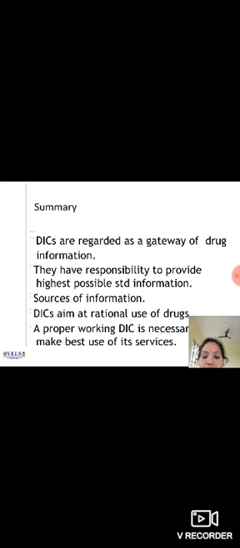Coming to the summary, DICs are recognized as a gateway of drug information services. They have the responsibility to provide the highest possible standard of information and sources of information. They have many sources of information: primary, secondary, and tertiary sources. DICs aim at the rational use of drugs, so a properly working DIC is necessary to make the best use of its services.